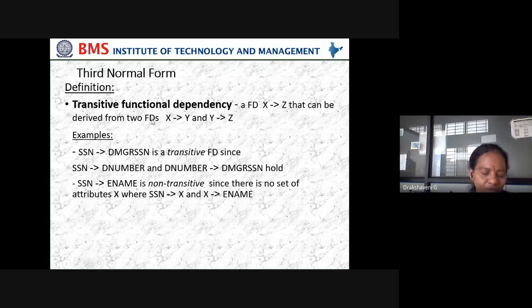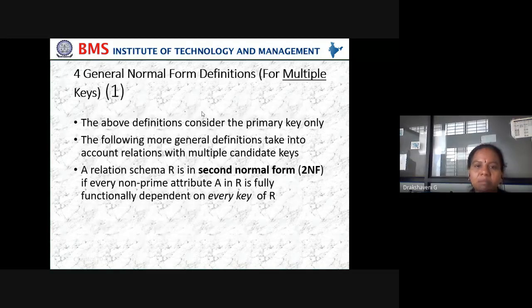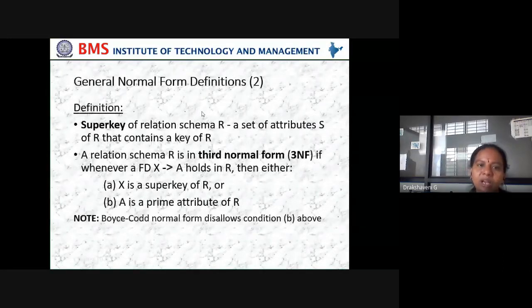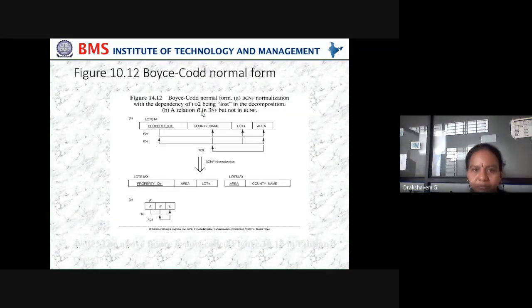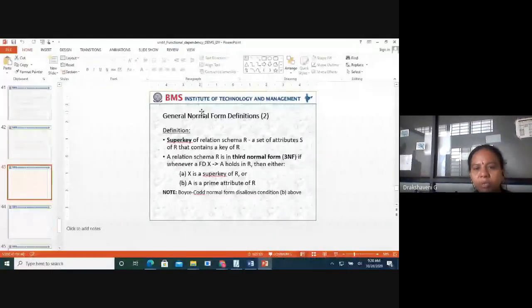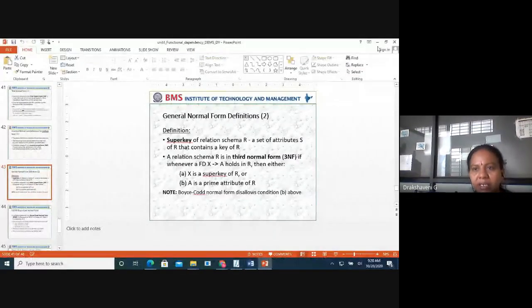So what does the third normal form say to us? Third normal form says to us transitive functional dependency. So third normal form should not have a transitive functional dependency. And we have taken one example and seen how we are done with the third normal form. In the next class, we will start with the Boyce-Codd normal form. Now I will stop here and we'll see in the next class.